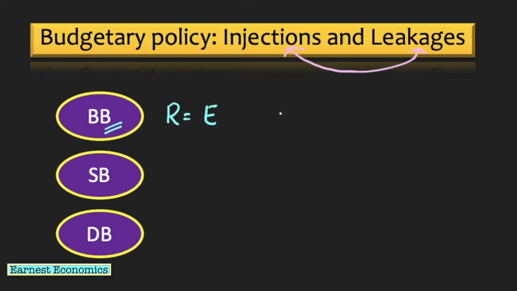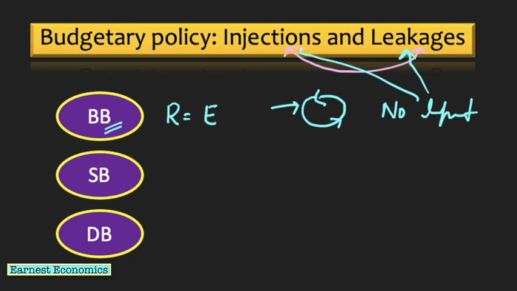Whatever the government receives from the circular flow of income, it gives back to the circular flow. Nothing is taken off from the circular flow of income, so there will be no impact at all with respect to leakages or injections. Neither injections nor leakages will operate in this case.